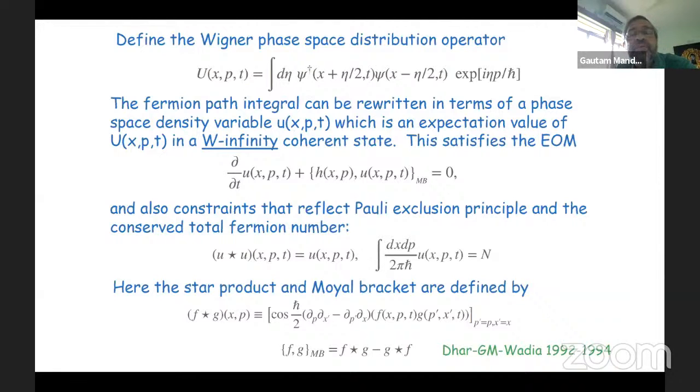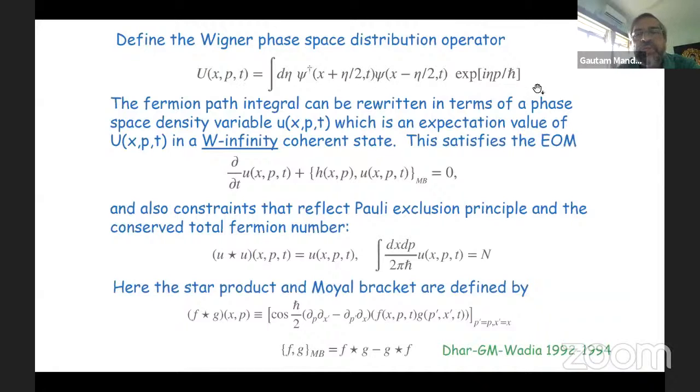Now define the Wigner phase-space distribution operator, which has been used in many other contexts and worked on before. This is called a Wigner phase-space distribution. The idea is to track a particle in a phase space, which is of course not possible without the uncertainties. So it does take that into account.